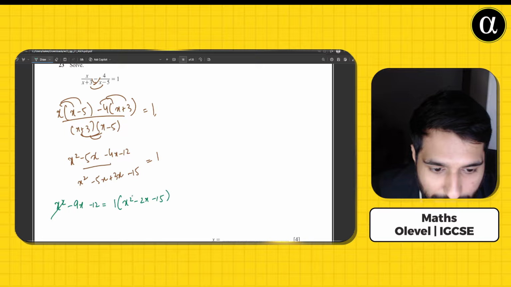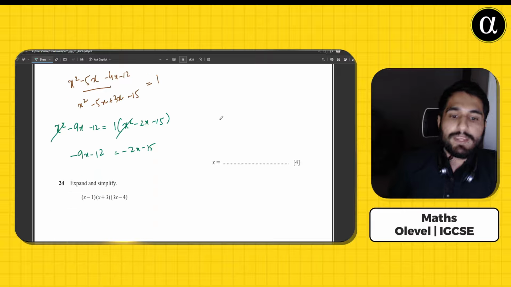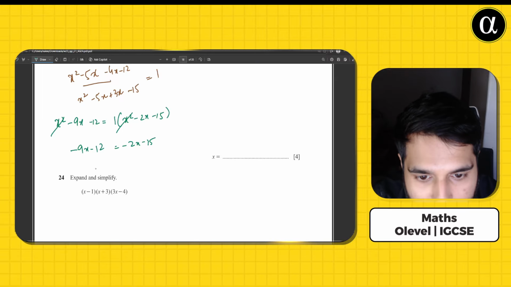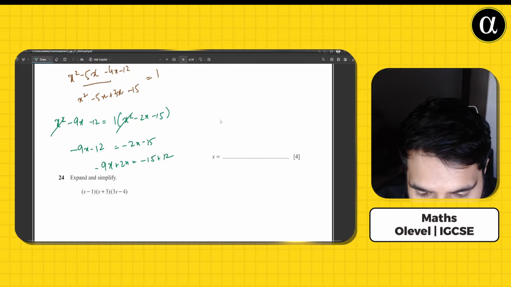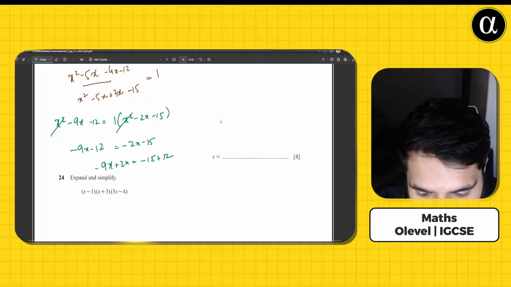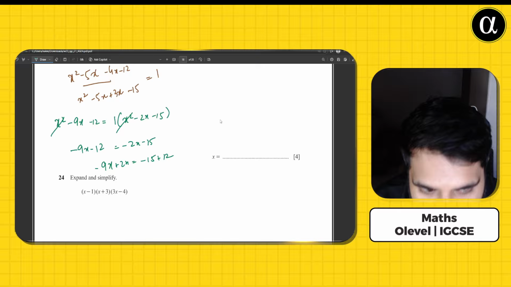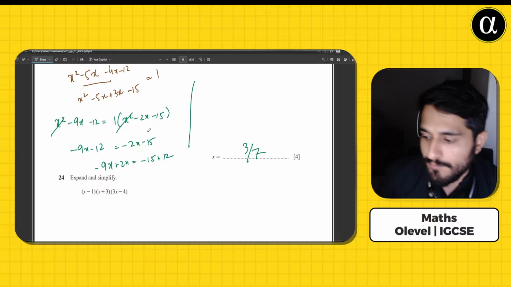x squared when moved to the other side would be cancelled. So we'll be left with minus 9x minus 12 is equal to minus 2x minus 15. And what we can say is this 2x would move to the other side. So it's going to be minus 9x plus 2x is equal to minus 15 plus 12. So this is going to be minus 15 plus 12 over minus 9 plus 2. That should give us 3 over 7 as the answer. The answer for x is going to be 3 over 7. Let's move on.